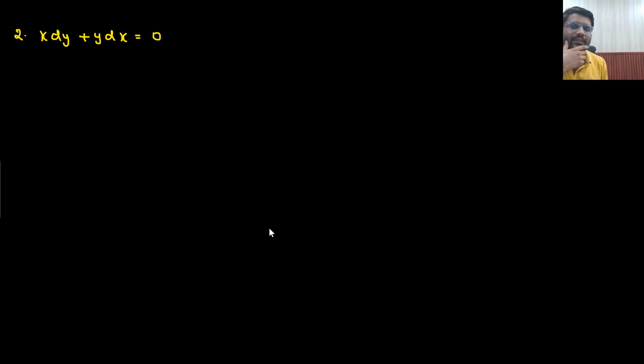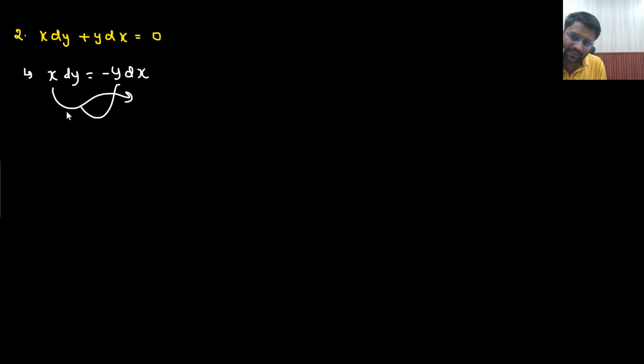x dy plus y dx. What will it represent? So solve it. Sir, x dy equals minus y dx, I can do. I need to take x aside and y aside. So y goes downward, it will become minus 1 by y dy, and x goes downward, it will become 1 by x dx.